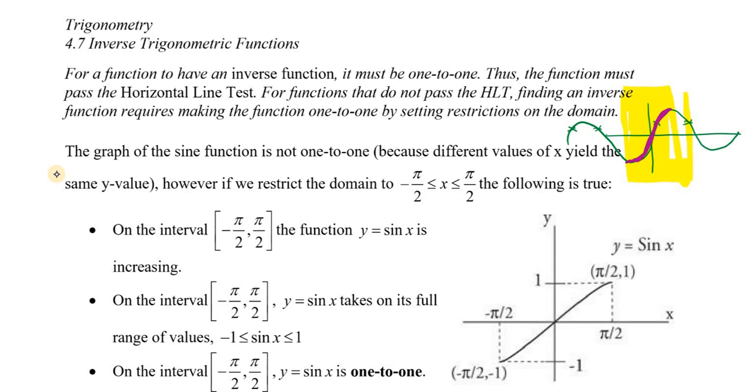And on that interval, we can see that the sine is increasing because it's going up from left to right. On that interval, we can see that the sine takes on its full range of values. The sine values are from negative 1 to 1, and that section covers them all. And you can also see on that range that the sine is a 1-to-1 function. Therefore, you can take the inverse of it.